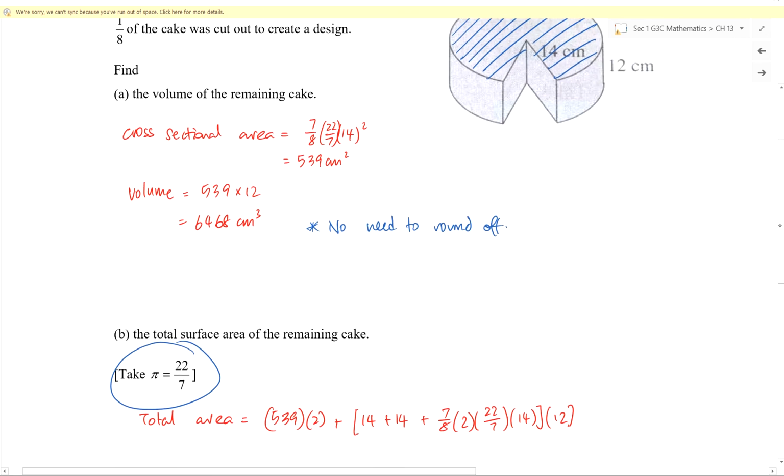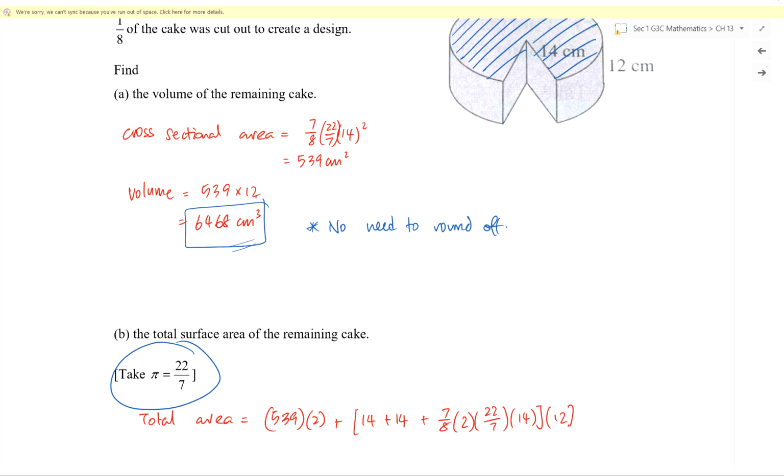Now, from there on, we multiply by the thickness. Oh, it is 12 cm thick. Get the volume. Okay, now for our understanding, 6468 cubic centimeters. Is this an exact value? Did I do any rounding off? No, I didn't do any rounding off. This is an exact value.